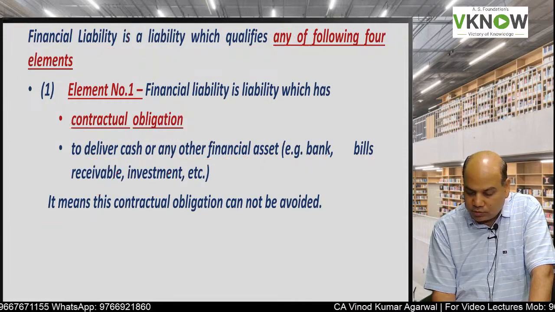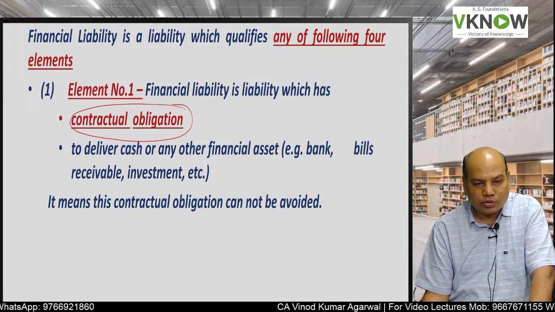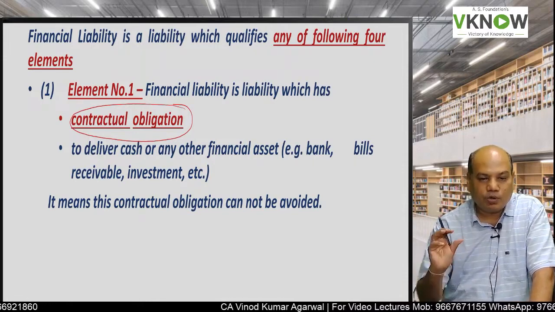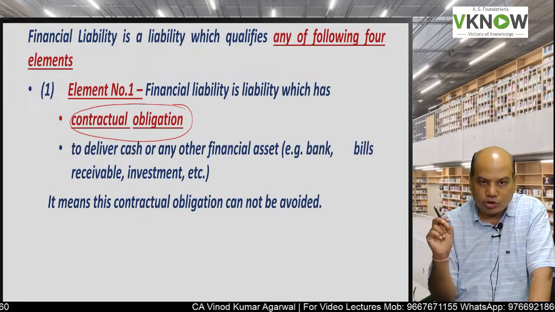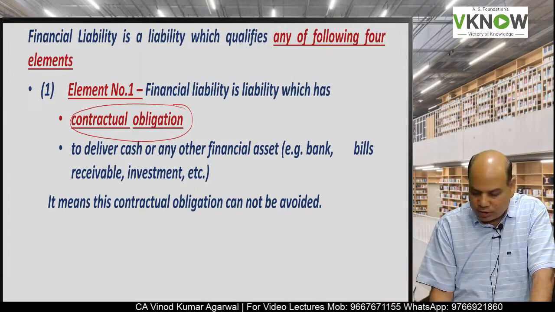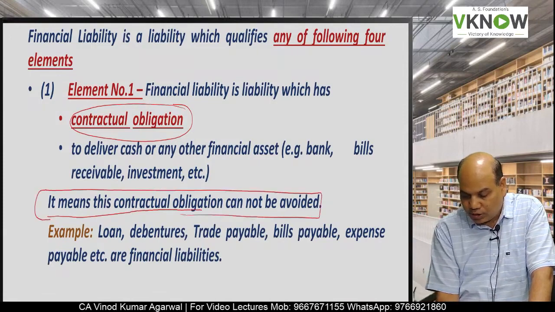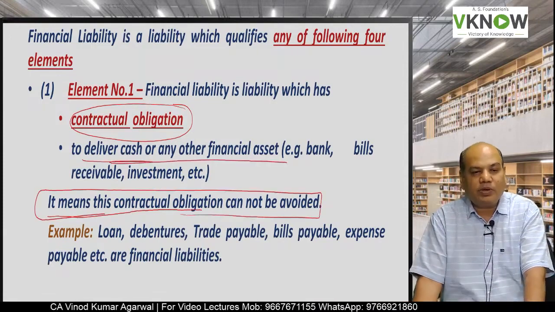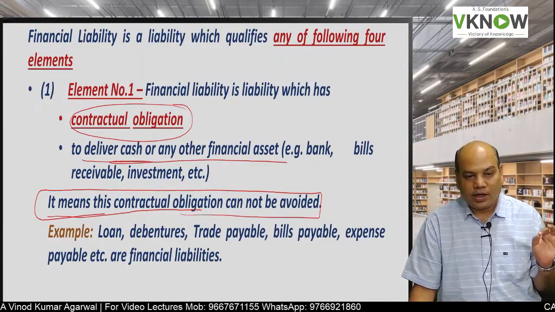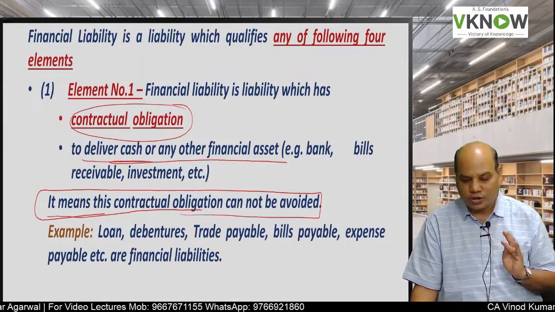If there is a contractual obligation to provide goods or service, then it will not be a financial liability. For example, warranty. In warranty, we have a contractual obligation to repair or replace. So that will not be a financial liability. So the simple test is, the contractual obligation cannot be avoided. The entity will be required to make payment in cash or other financial asset and it can't be avoided. Then element number one is satisfied, a contractual obligation to deliver cash or other financial asset.